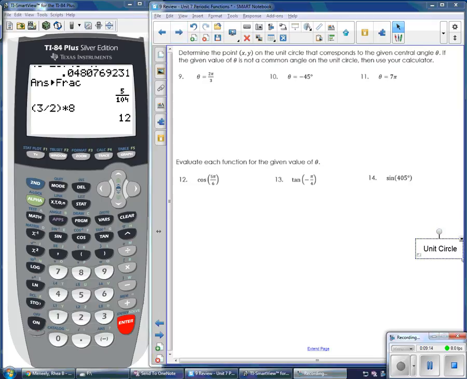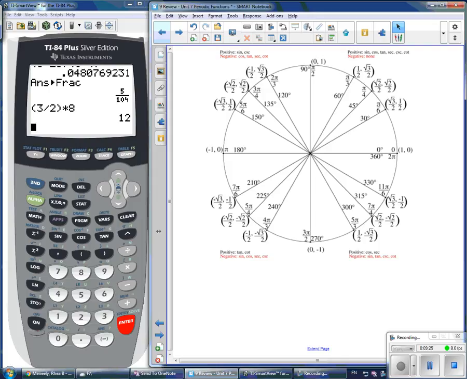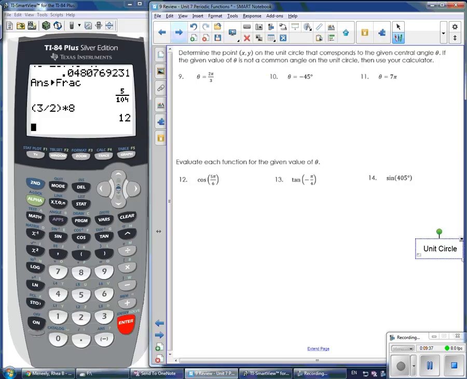So all you have to do is find, for example, in number 9, 2 pi over 3, and figure out the ordered pair associated with it. So let's go back to that unit circle and find 2 pi over 3. 2 pi over 3 is right here, and so the coordinates associated with that angle are given as -1/2 and the square root of 3 over 2. And that's really all you're asked to do here.